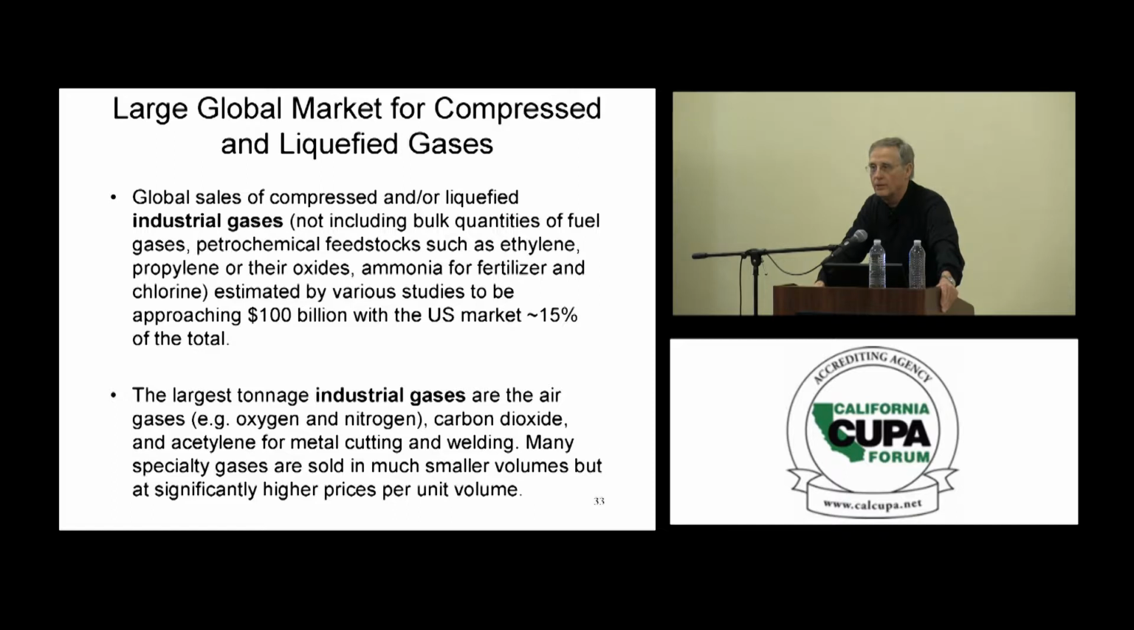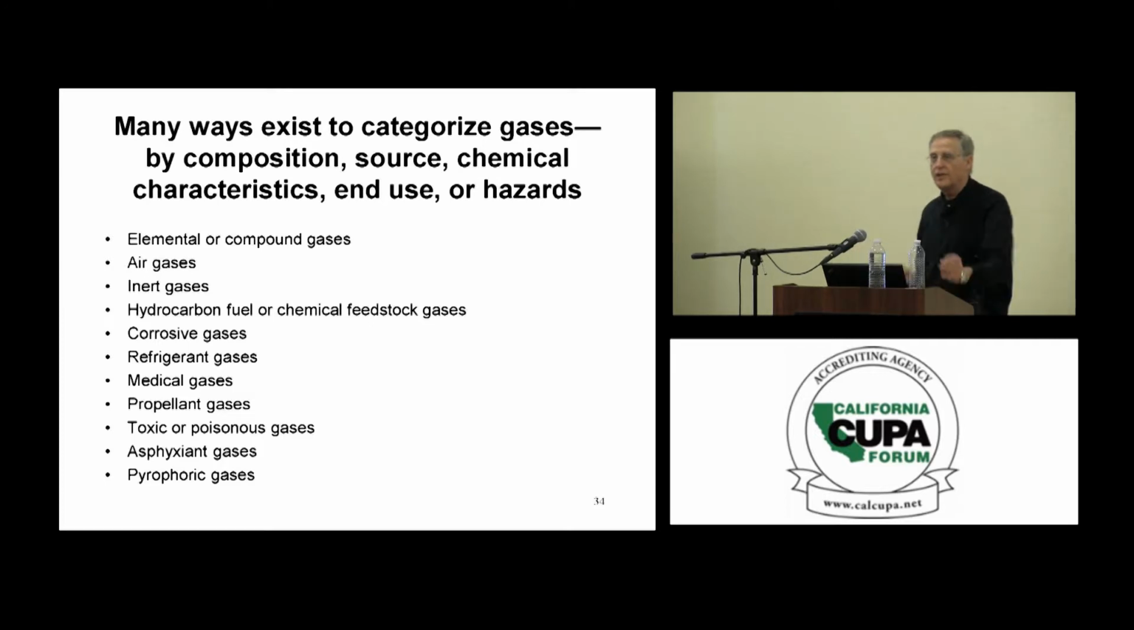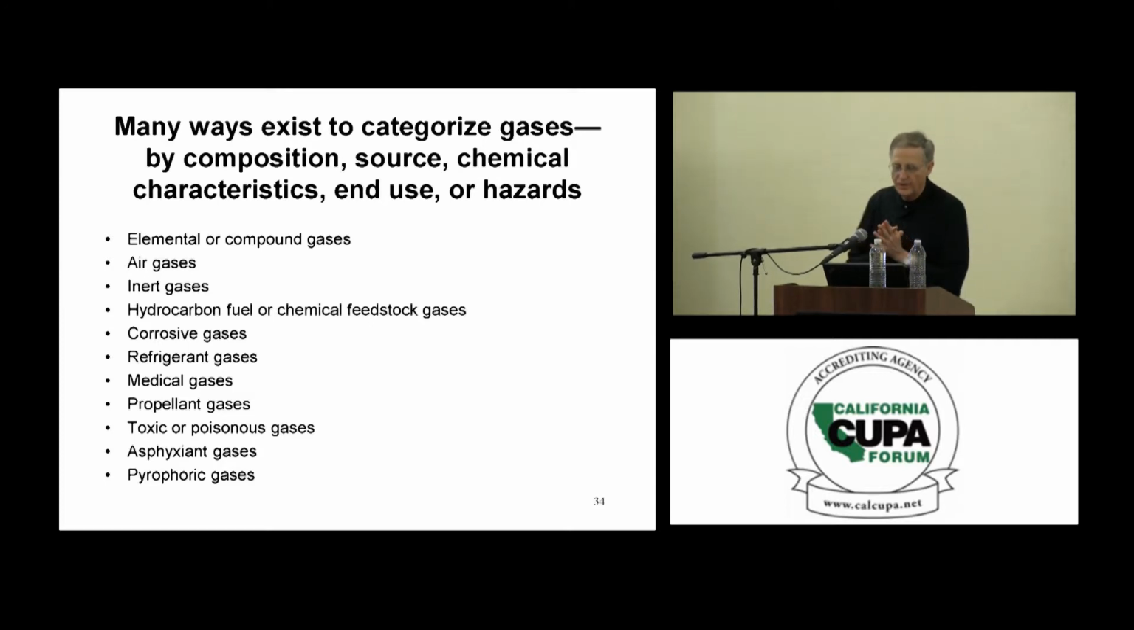And we're going to talk a little bit about them today. And some of the other big ones are carbon dioxide, acetylene. But then the chlorine and propane are real big too, but they're not included in this industrial gas category. And there are a lot of ways to categorize gases, and these are some that you may have seen.